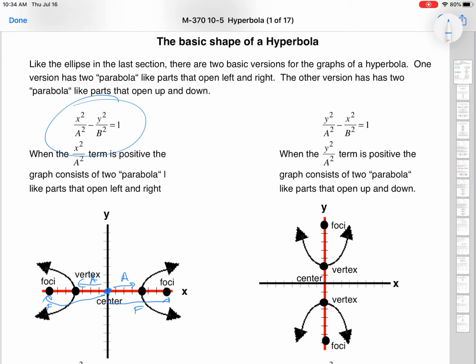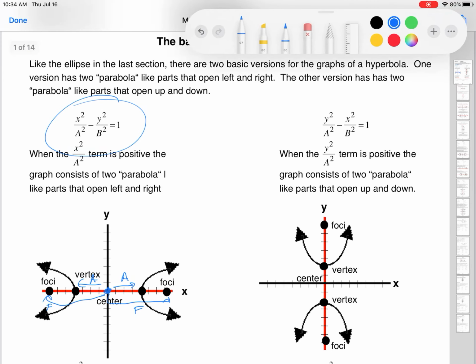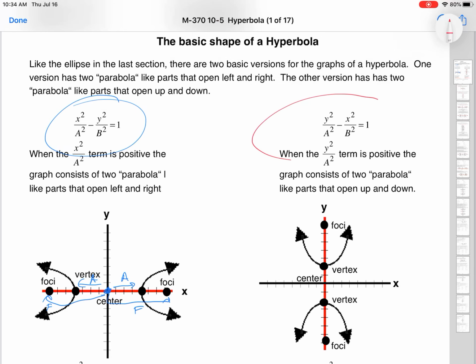It's in the middle. Let me switch to a different color like red and circle this one in red. Notice it's the y squared that's positive. So you're still going from a center of 0, 0, and you're going up a distance a and down a distance a. And then the focus is at the b. I'm sorry, not the b. The focus is this point right here that's an f distance out from center.